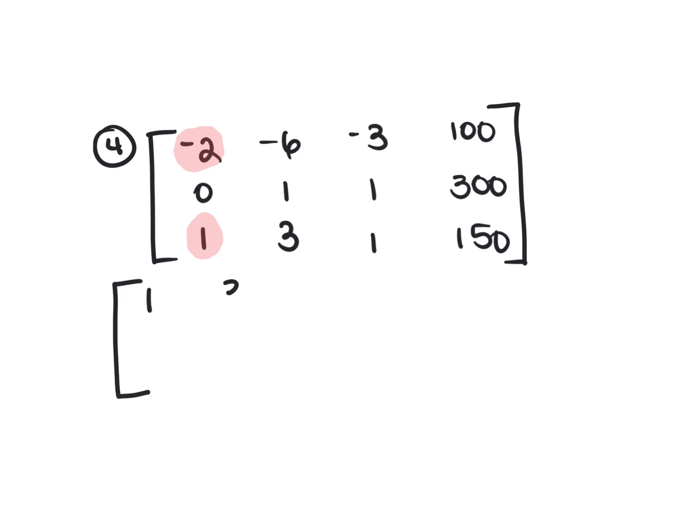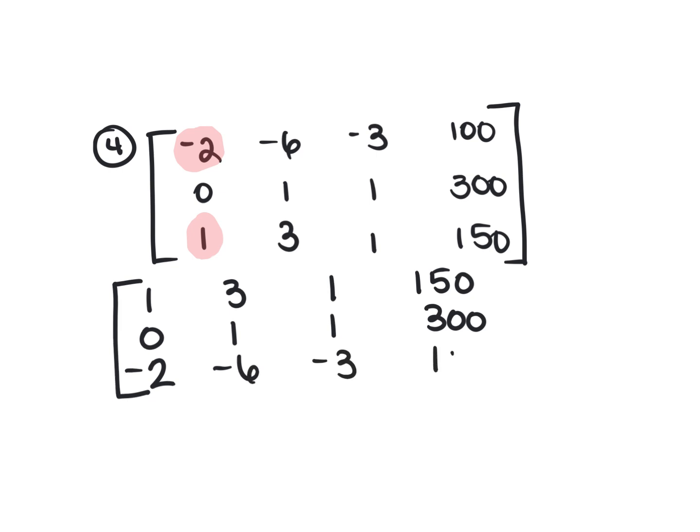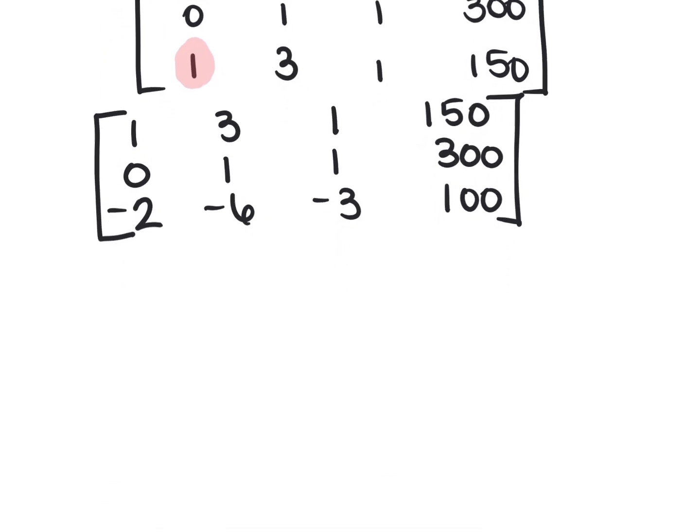So I'm going to have 1, 3, 1, 150. I'm going to leave the second line just like it is, and then put the top into the bottom location. So I have -2, -6, -3, 100. So that transformation can happen first, and that actually makes my life a little simpler.